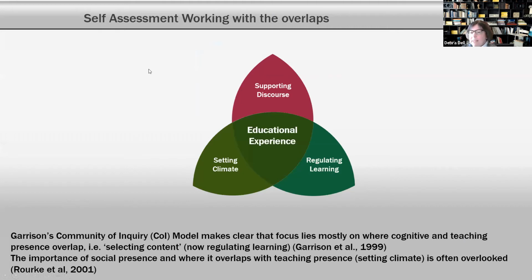So let's get into practice. And just to highlight what we're going to do with the practice, I pulled out that part of the model that I was calling the propeller, to really highlight that when you're thinking about establishing a community of inquiry, we want to focus on what you're going to do to support the discourse, what you're going to do to set the climate, and what you're going to do to regulate learning.